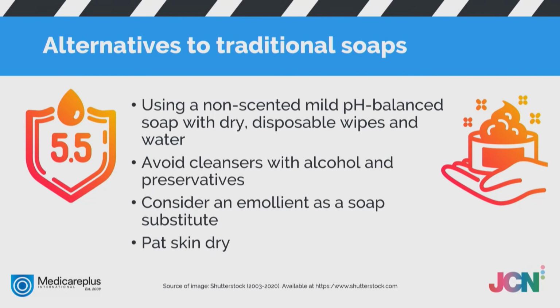So what can we do? We can look at alternatives to traditional soaps. Using a non-scented, mild, pH-balanced soap, a pH of 5.5, with dry, disposable wipes and water. We should be avoiding cleansers with alcohol and preservatives. Preservatives can cause irritation. So consider an emollient as a soap substitute, which is another alternative to the traditional soap, but always pat dry. There's no benefit to rubbing the skin dry. It's a myth that that somehow stimulates the skin. It will damage the very fine, fragile capillaries at the skin surface.